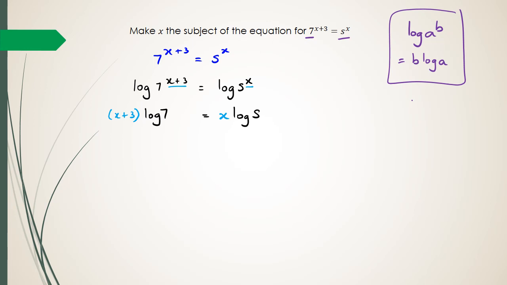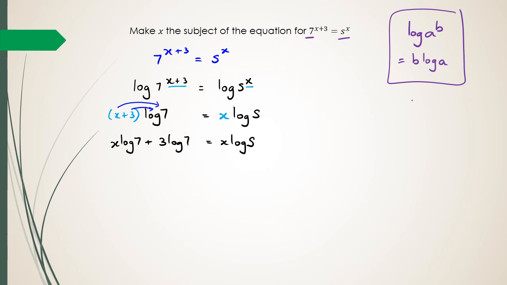So what we're going to have is x multiplied by log 7, which equals x log 7, plus 3 multiplied by log 7. We're literally just expanding the brackets. So we're going to get 3 log 7, and that's equal to x log of s. At this point, you need to rearrange things so that all the x's are together, and then we can work around it.